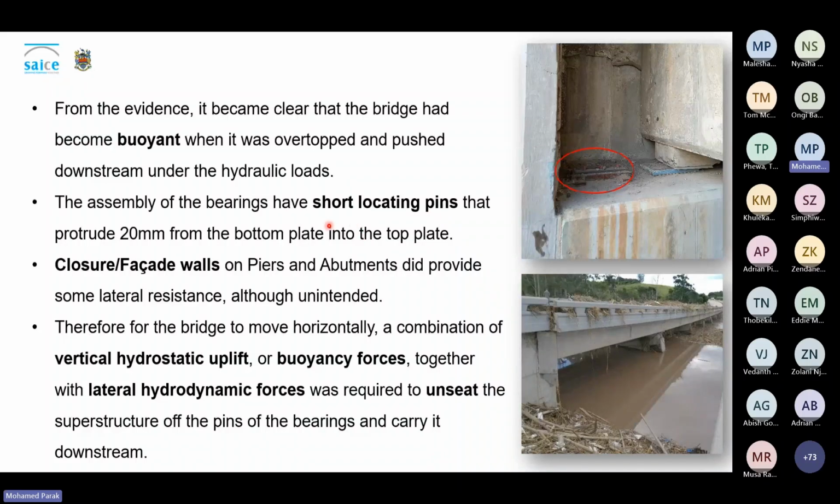The bridge also had closure and facade walls on the piers and abutments. These did provide some lateral resistance, although they were unintended. These were purely for aesthetic purposes. However, on the morning of the inspection, as you can see in this picture here, all the closure walls and facade walls on the piers had broken off as a result of the movement, while the abutment closure walls, which is shown here, were critically damaged. Although these were critically damaged, they were still attached to the abutments. And it is believed that the deck wedged itself against these abutment closure walls, and that this is what prevented the bridge from being completely washed off the supports and into the river.